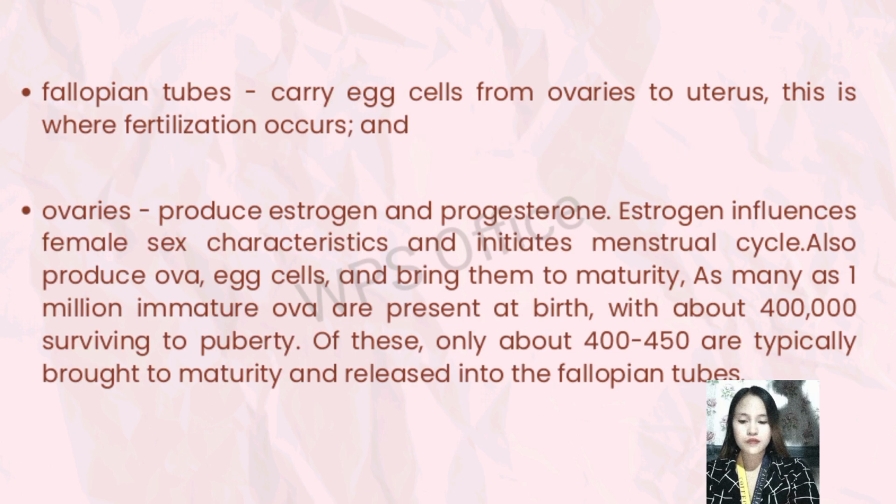Fallopian tubes carry egg cells from ovaries to uterus. This is where fertilization occurs, and ovaries produce estrogen and progesterone. Estrogen influences female sex characteristics and initiates menstrual cycle. Ovaries also produce ova, egg cells, and bring them to maturity. As many as 1 million immature ova are present at birth, with about 400,000 surviving to puberty. Of this, only about 400 to 450 are typically brought to maturity and released into the fallopian tube.